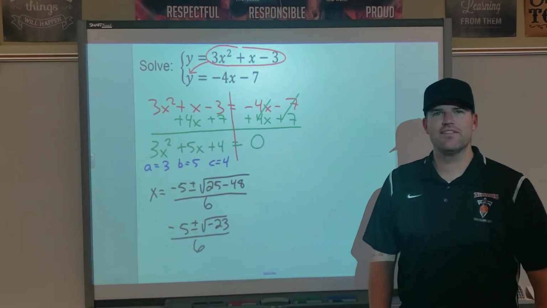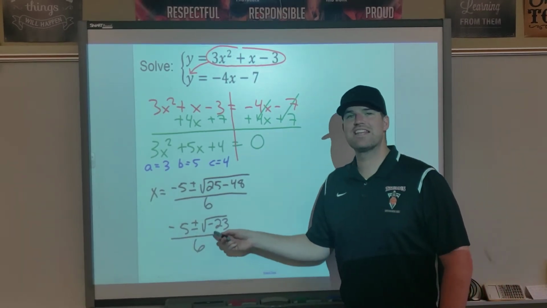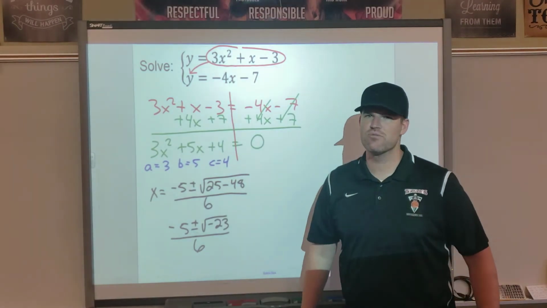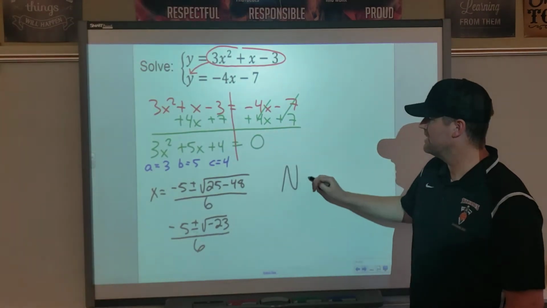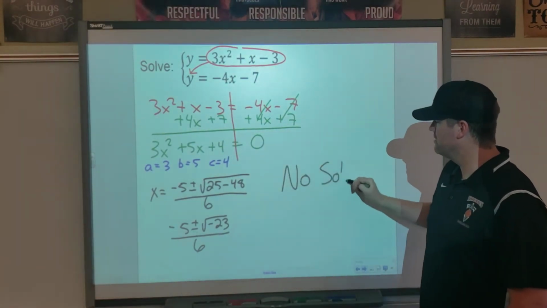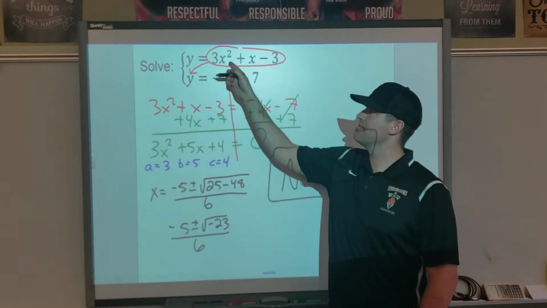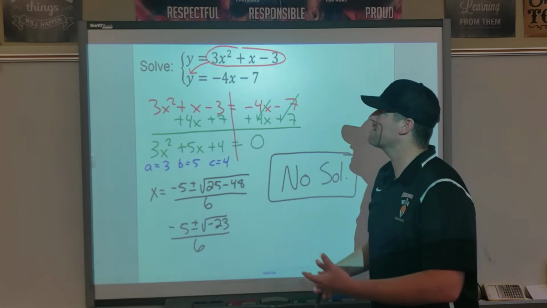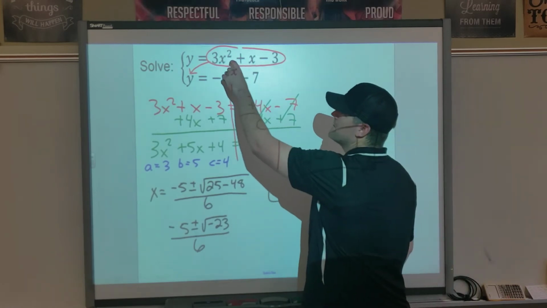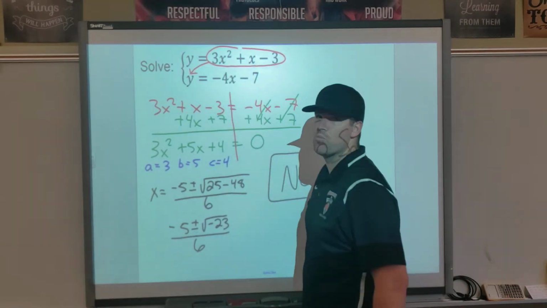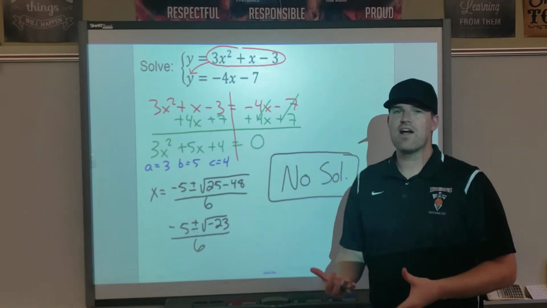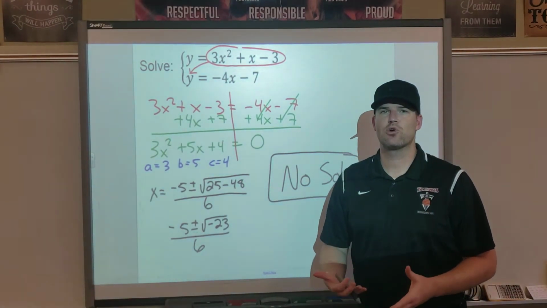Yes, we have done this one before. If our square root is a negative, how many solutions do we get? We get none. No solutions. All that means in context of this problem is that there is no x value that we can plug in to both equations and get the same y. It also means that on the graph, these two graphs will never cross.